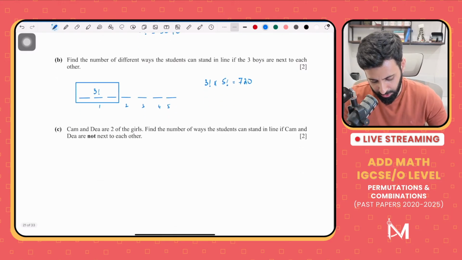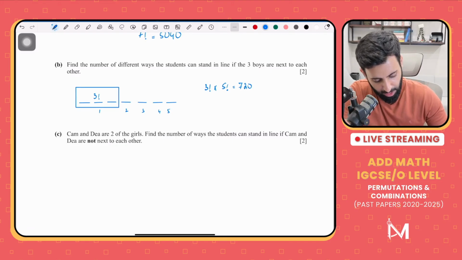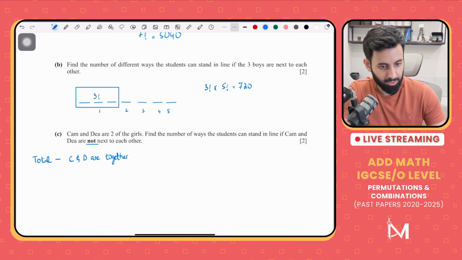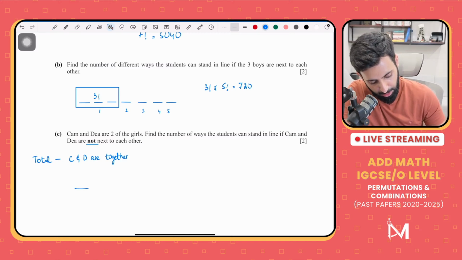C and D are 2 of the girls. Find the number of ways the students can stand in line if C and D are not next to each other. Before we find how they're not next to each other, let's find how many ways C and D are together. Then we'll subtract that from the total. So total minus the number of ways C and D are together. We're talking about 7 people. 1, 2, 3, 4, 5, 6, 7.